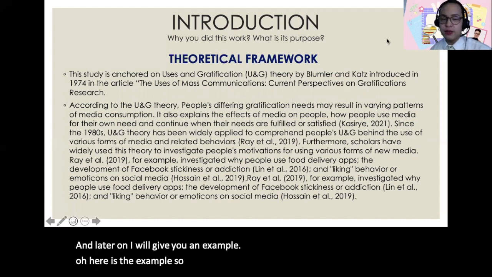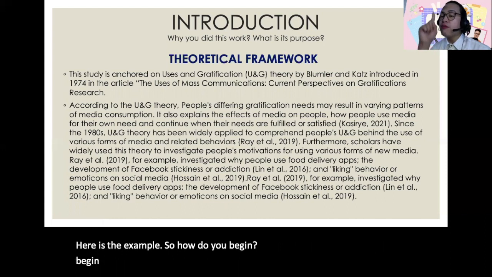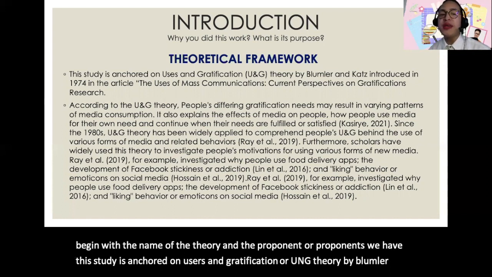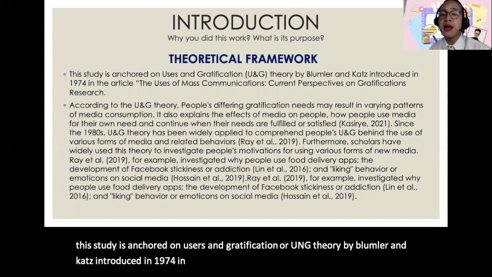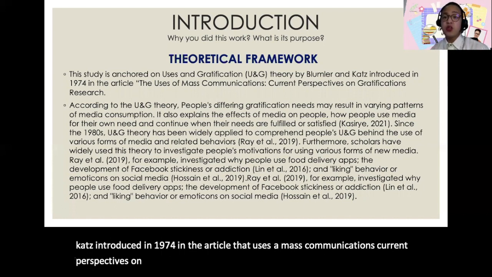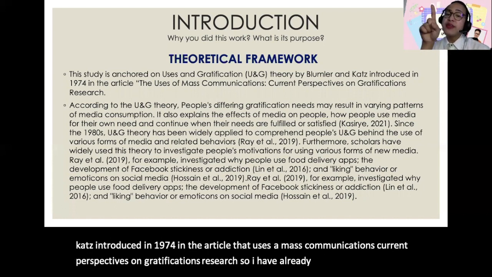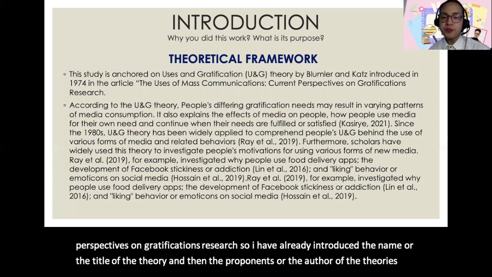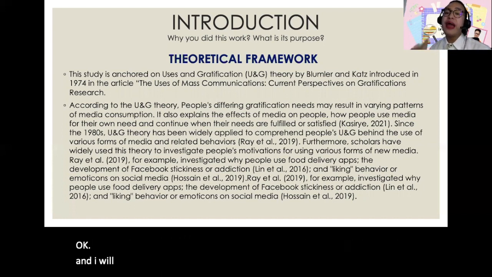So how do you begin? Begin with the name of the theory and the proponent or proponents. We have, this study is anchored on Uses and Gratification or UNG theory by Blumler and Katz, introduced in 1974 in the article The Uses of Mass Communications: Current Perspectives on Gratifications Research. So I have already introduced the name or the title of the theory, and then the proponents or the author of the theories, okay? And I will now tell the principle or statement of the theory.